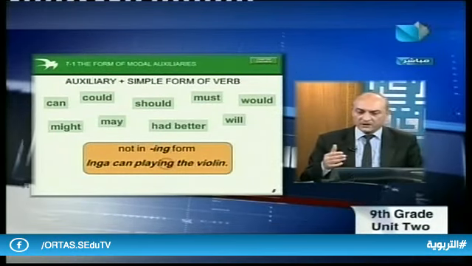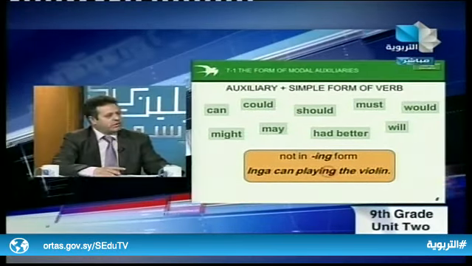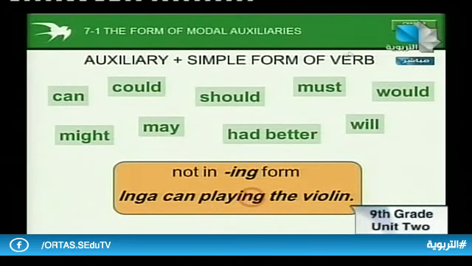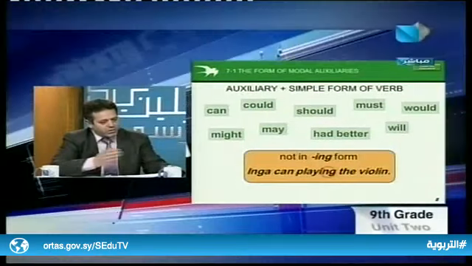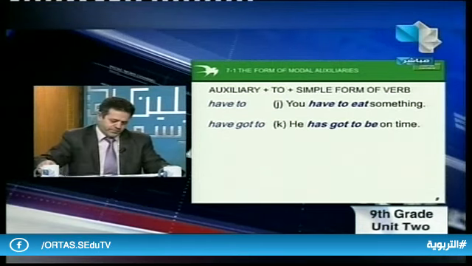What else? I think there is another rule. The ing form. Modal verbs are not followed by the ing form either, so we cannot say Inga can playing tennis. We should say Inga can play the violin. So no ing, no s, no to. Thank you very much.